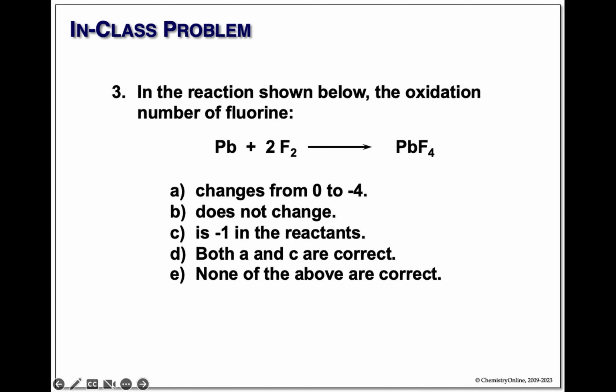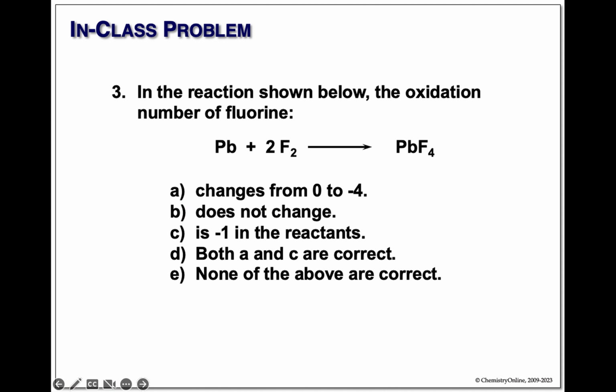What happens to fluorine in this? We have two elements making a compound, so it's a synthesis reaction, right? We know we are going to start off here at 0. The rule says that fluoride is always -1 because it's supposed to be electronegative. All right. Change it from 0 to -4? No. It changes from 0 to -1.